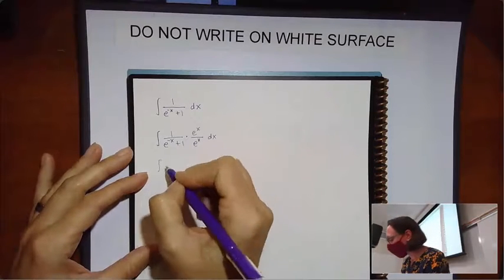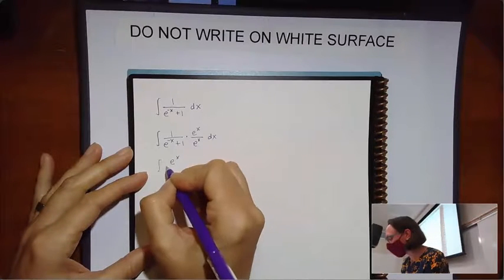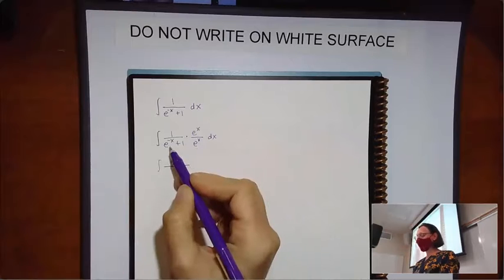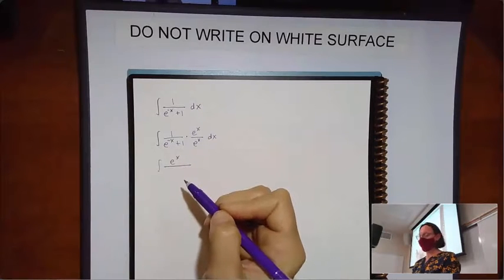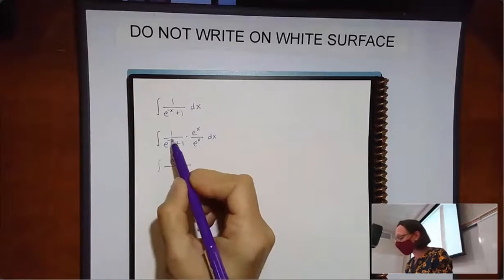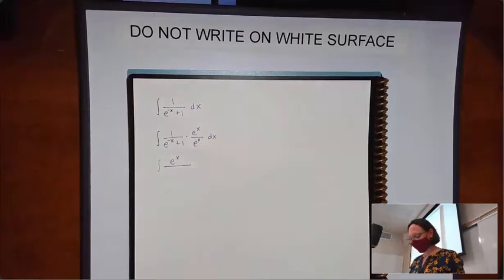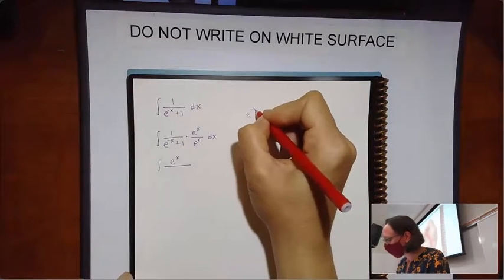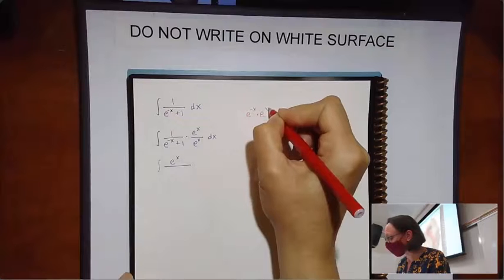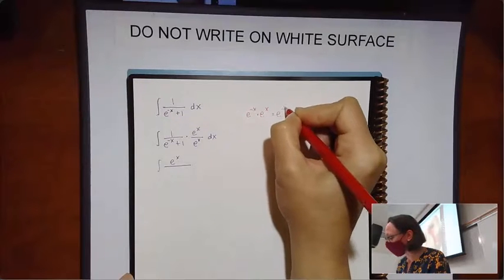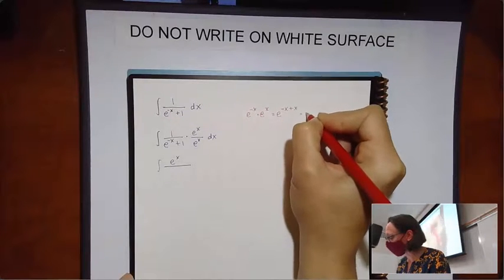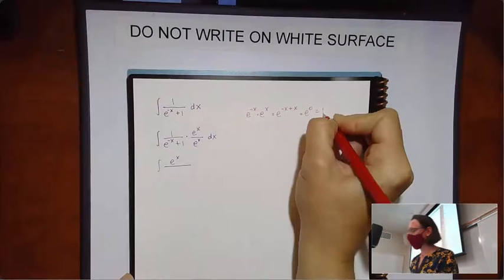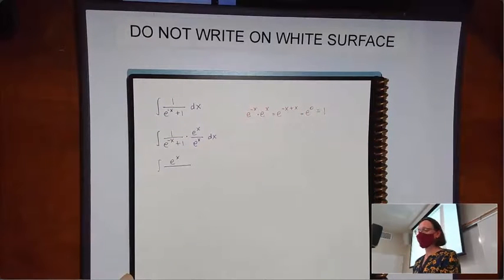Well, on the top, that's going to leave me with an e to the x. And on the bottom, something clever happens when we multiply this out. So e to the negative x times e to the x, this is one of the tricks that I wanted to point out. E to the negative x times e to the positive x would be e to the negative x plus x, or e to the 0, or 1. That's a helpful trick.